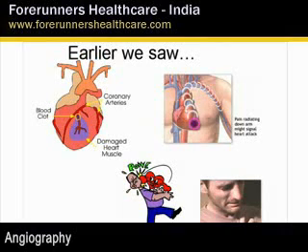We have already seen that if there is a blockage in any of the coronary arteries, the arteries which supply blood to the heart, then a certain part of the heart muscle is not able to receive an adequate amount of oxygen and nutrition, and therefore it gets infarcted. This situation produces angina or subsequently myocardial infarction.